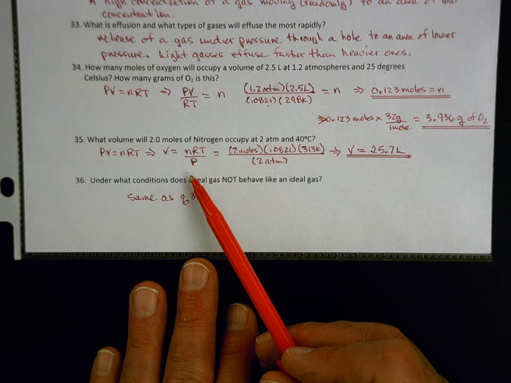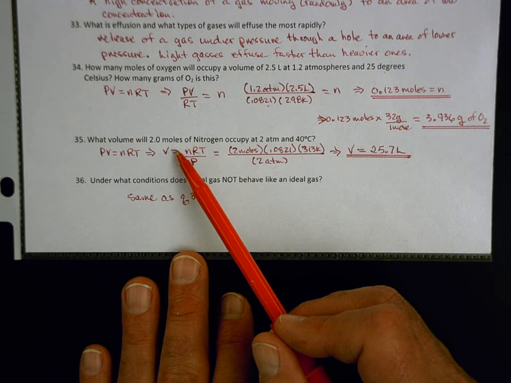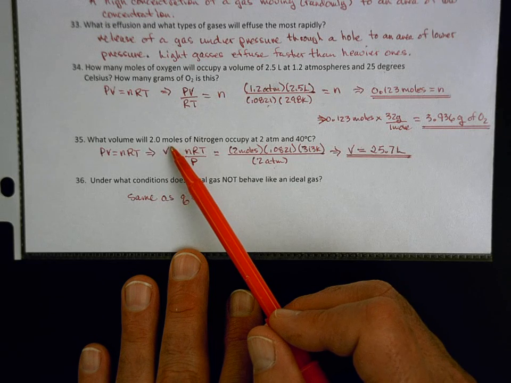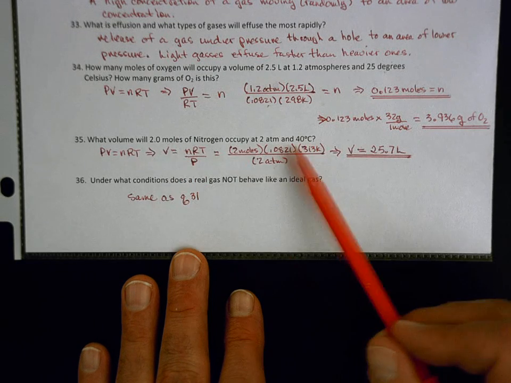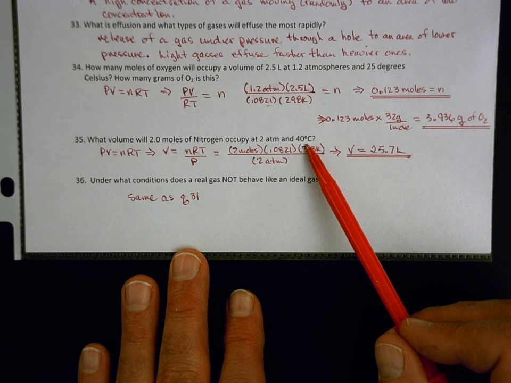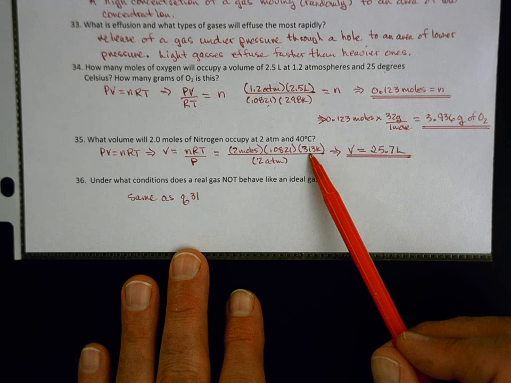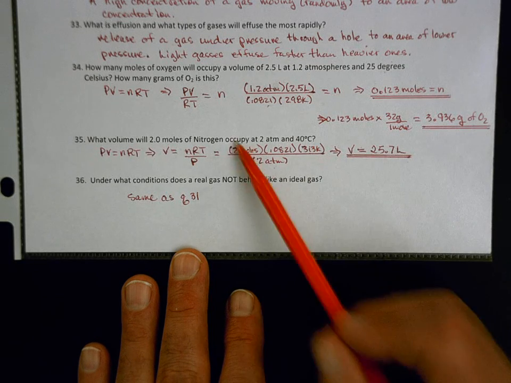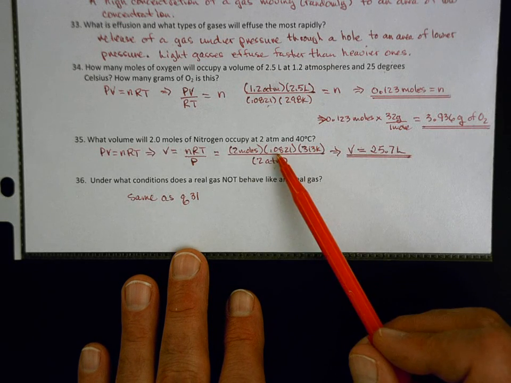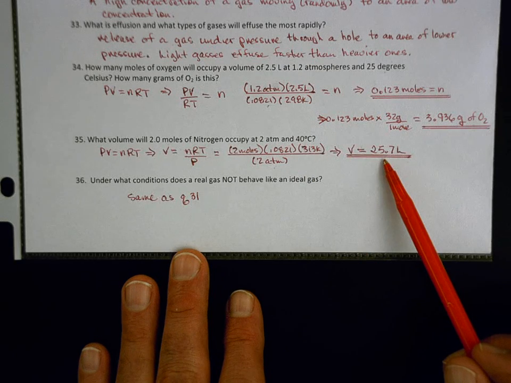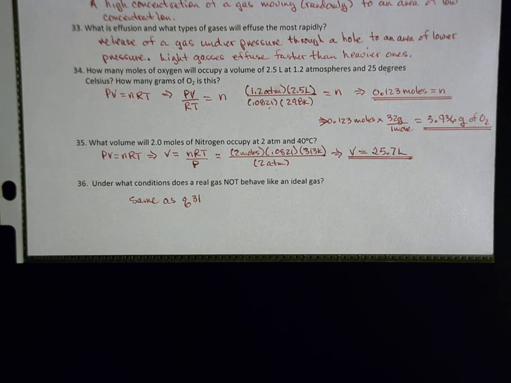35, what volume will 2 moles? So here we already have our n. That's n. 2 atmospheres, 40 degrees. Again, the 40 degrees has to be switched to Kelvin. The 2's will pretty much cancel out, leaving us just with these 2. And we end up with a volume of 25.7 liters.